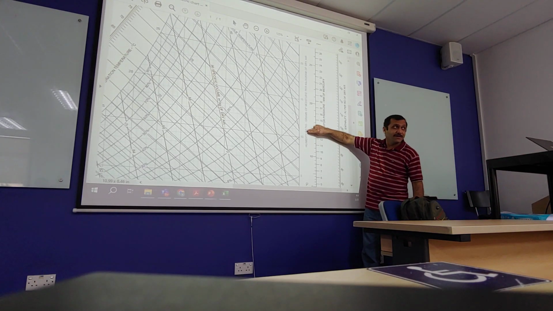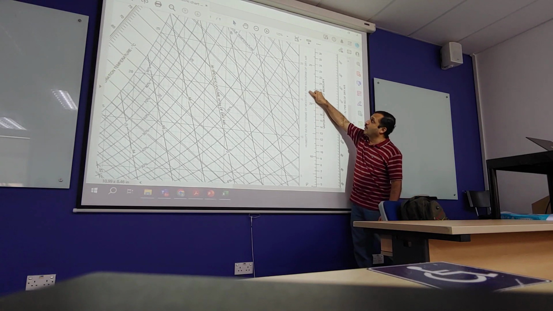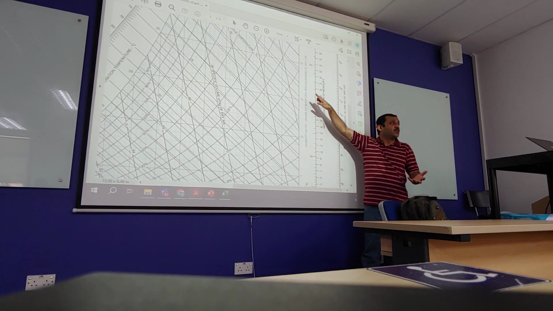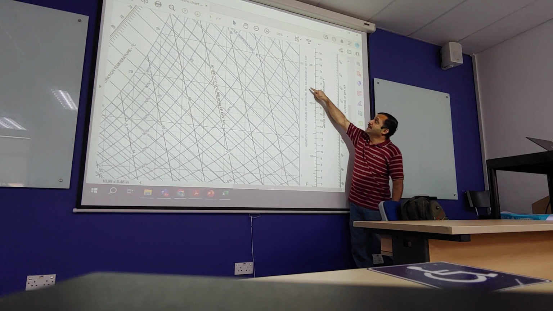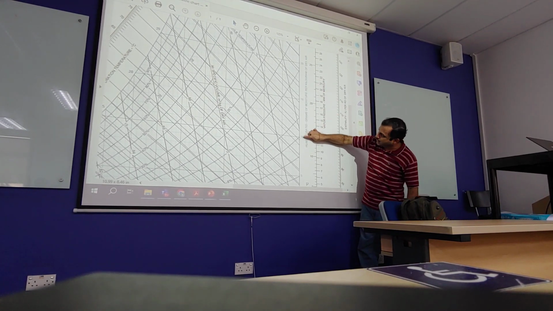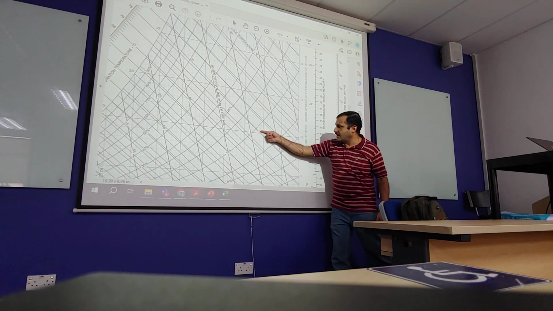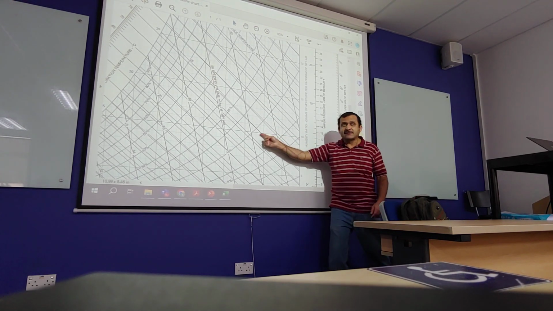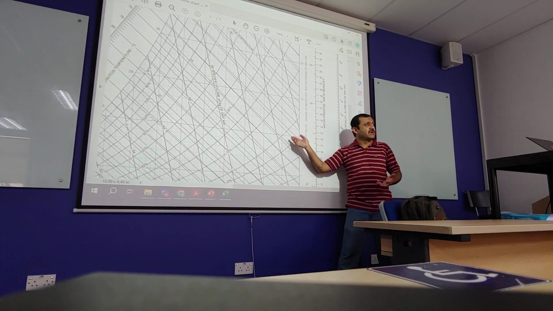Humidity ratio tells you how many grams of moisture, which is water, H2O, is present per kilogram of air. So that horizontal line would represent any point on that line: 10 grams of moisture in every kilogram of air.